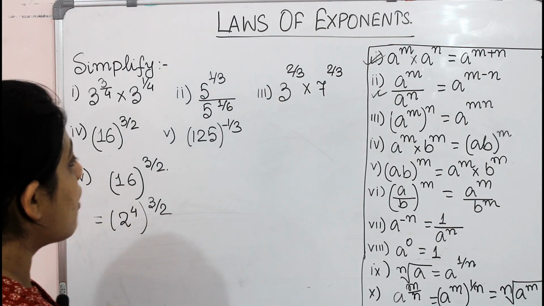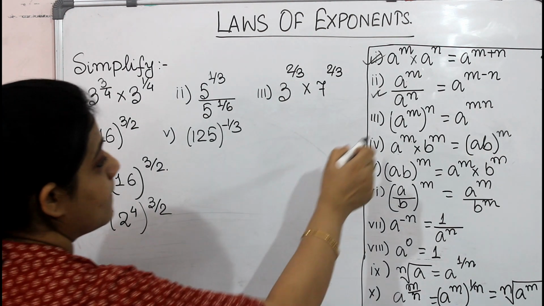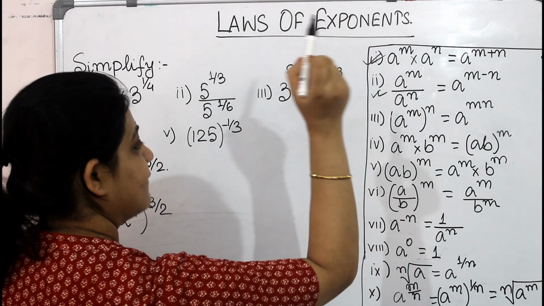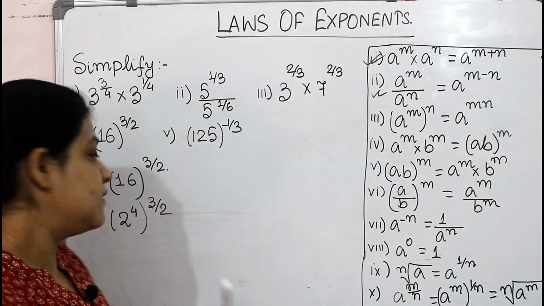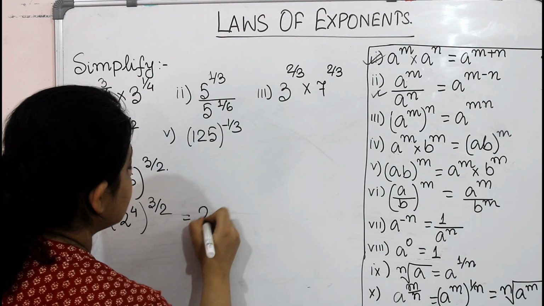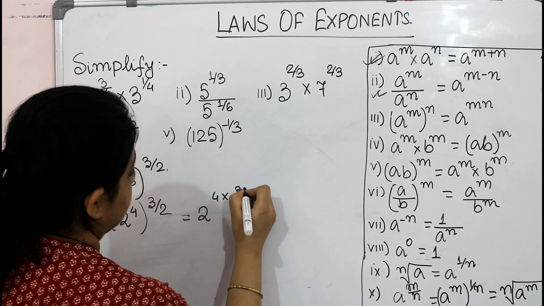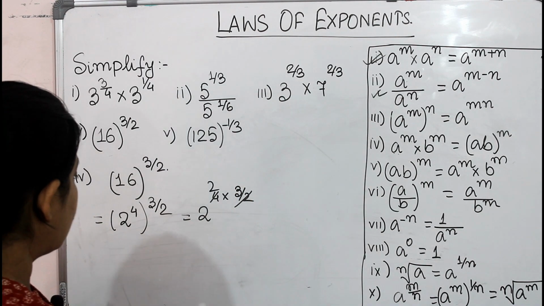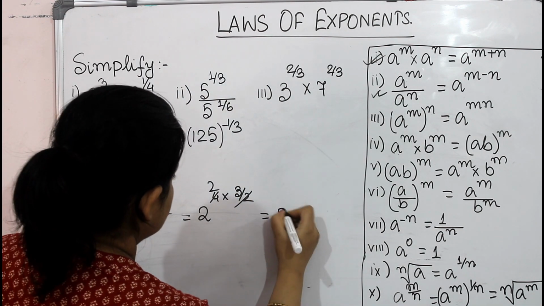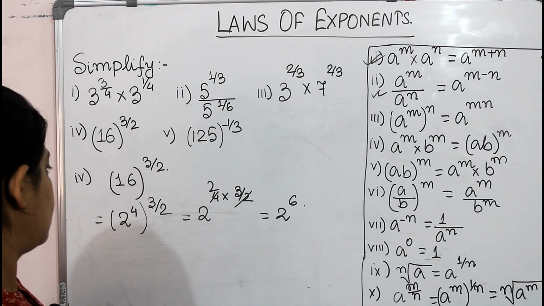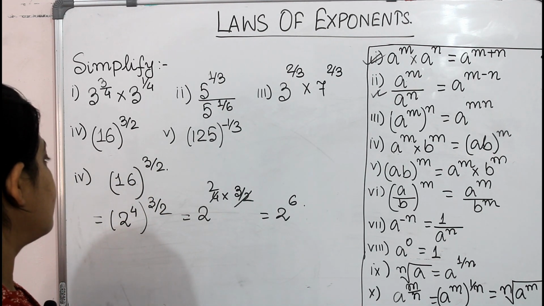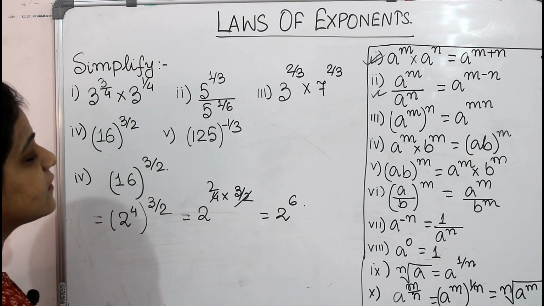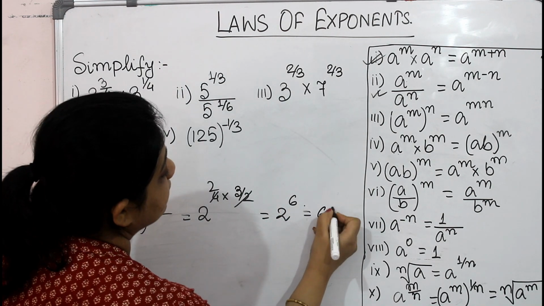Now, which formula will work for this? Power within power: a to the power of m, to the power of n, is a to the power of mn. Means in this case, you just multiply the powers. So 2 to the power of 4 into 3 by 2 gives 2 to the power of 6. So this is done. 2 to the power of 6 is how much? 2 to the power of 6 is 64.